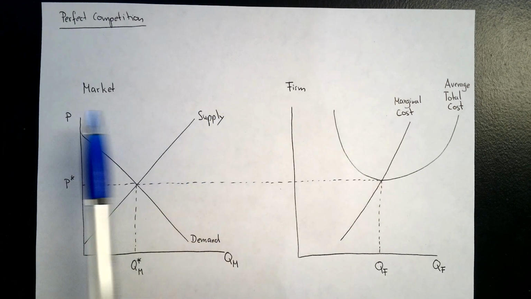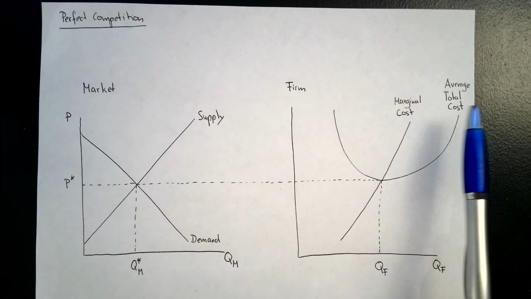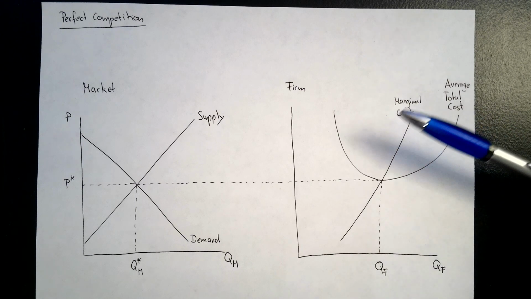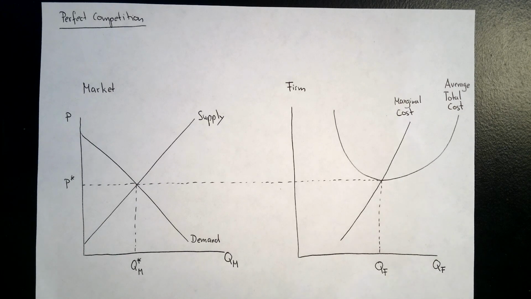I have marked this with an M for market. Now, on the left-hand side is the market situation, whereas on the right-hand side you have a particular firm that is active in the market. Note that there are many firms like this in the market. Since we are talking about perfect competition, we have many consumers as well as many firms or producers.